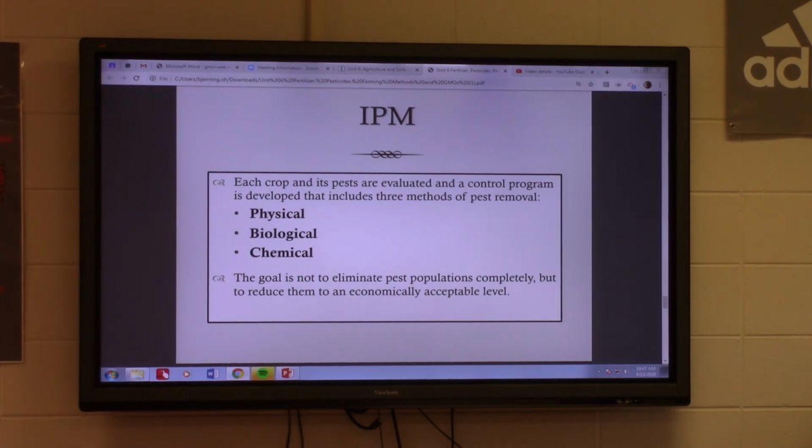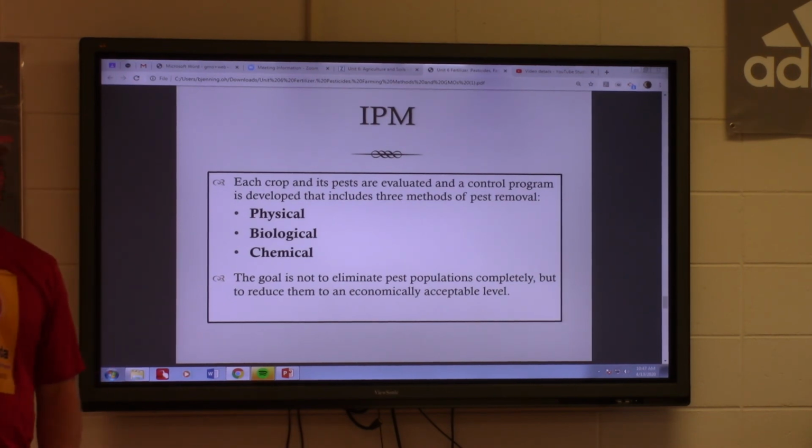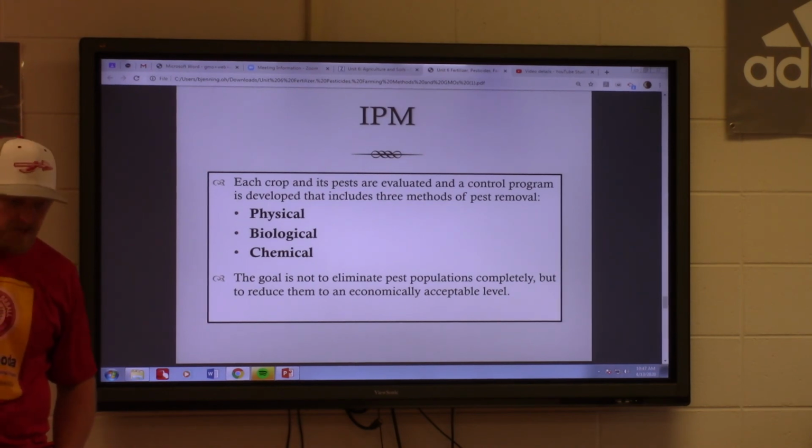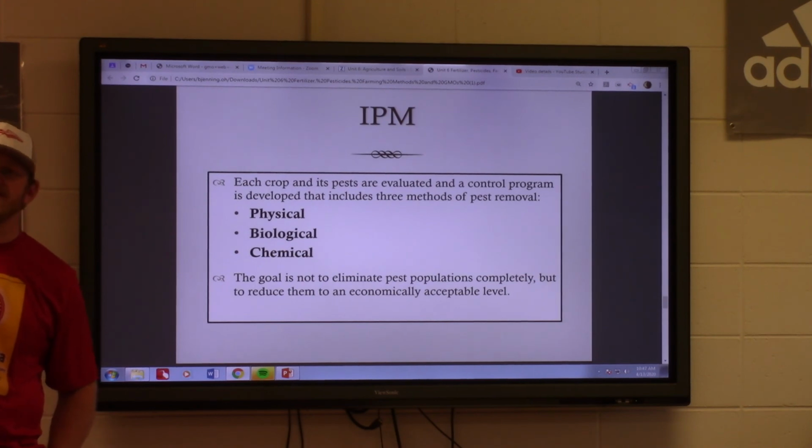The goal is not to eliminate pest populations completely, but to reduce them to an economically acceptable level, because it's all about making money. Every bit of it is for these farmers. Right now, you've seen on the news farmers that are really being hurt by yield and people not buying their crops. Say strawberries right now are having to be picked, and grocery stores are not buying the amount of strawberries they bought in the past, so farmers are having to throw them away.